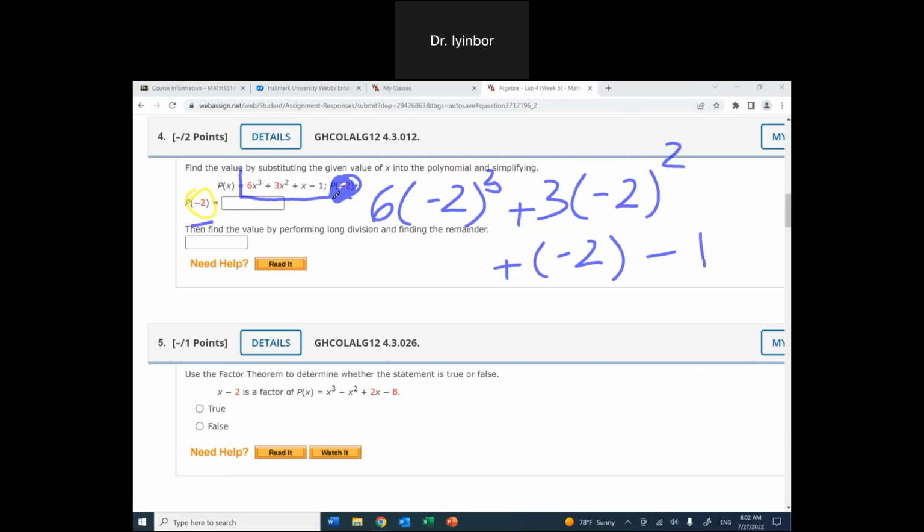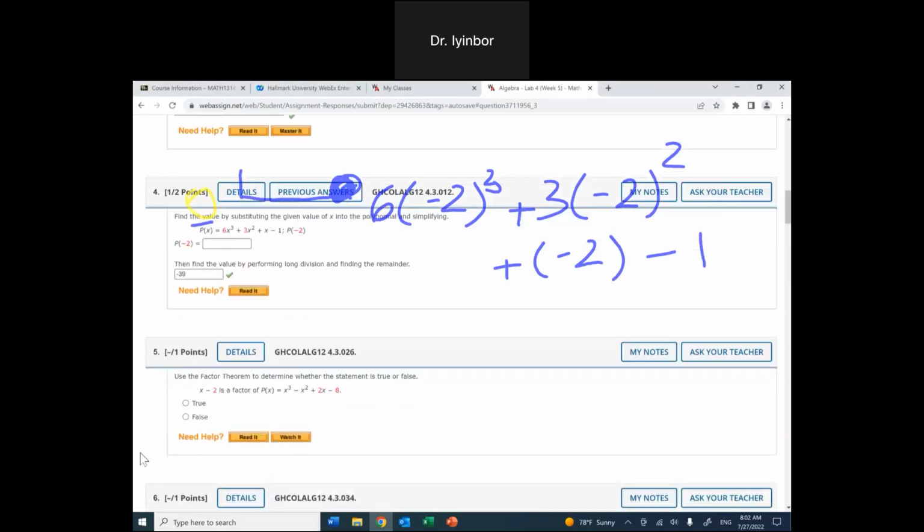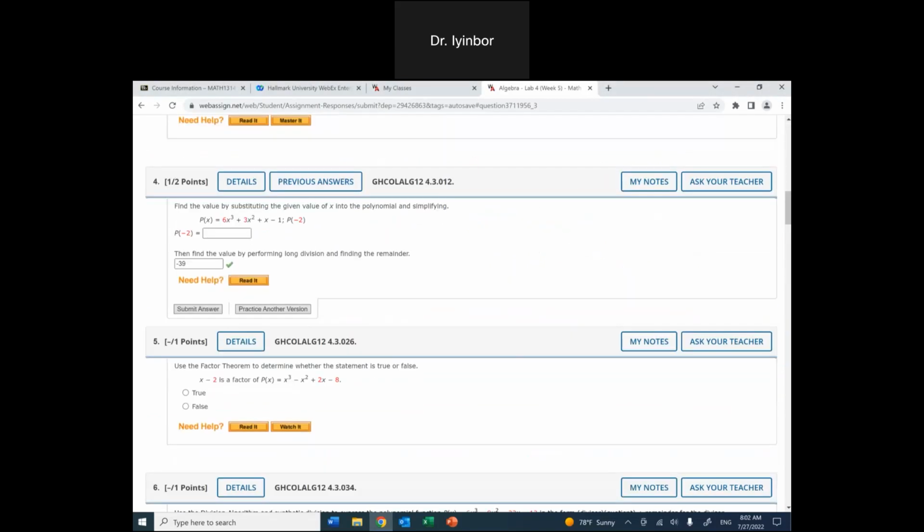So let's see if that's correct. Negative 39. And let's see. Okay, so that's the right answer. Now we're going to the next one. Oh, sorry, I put it in the wrong place, but that was negative 39.